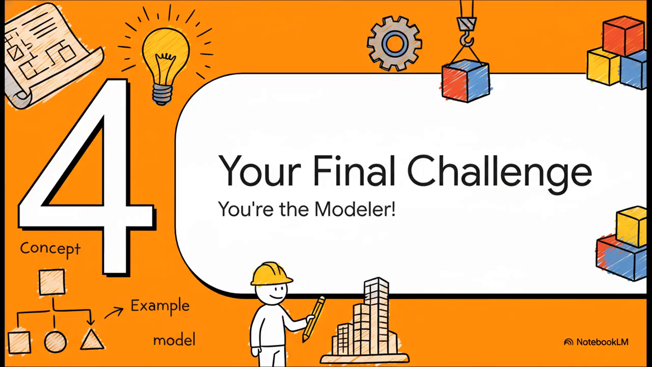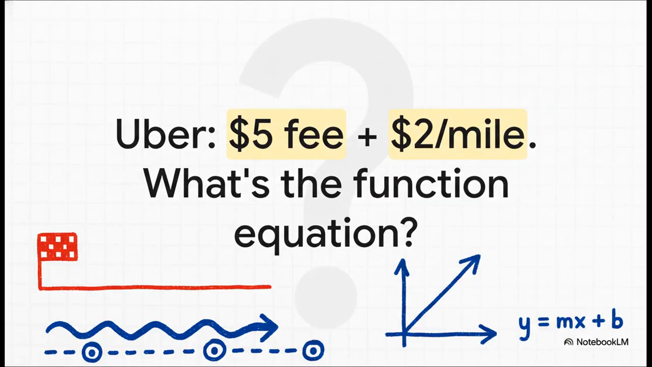All right, you've seen the core idea, you've seen the blueprint, and you've seen a real-world example put together. So now, it is your turn. You're the modeler. Okay, here's your challenge. An Uber ride has a $5 flat fee, and it's $2 per mile. Find that red starting line, find that blue movement cost, and then put it into our y equals mx plus b formula. Go on. I'll give you a second to think.